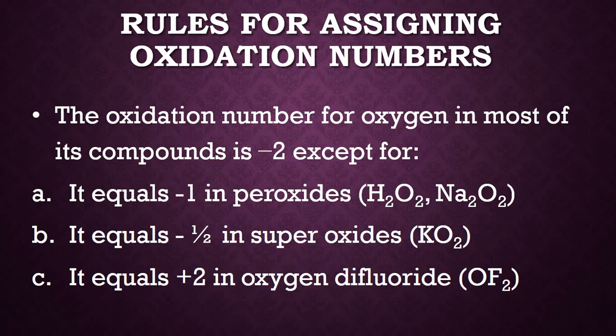The oxidation number for oxygen in most of its compounds is -2, except for 3 types of compounds. In peroxides, the oxidation number of oxygen equals -1, while in superoxides, the oxidation number of oxygen equals -1/2, while in oxygen difluoride, the oxidation number of oxygen equals +2. This is because the fluorine atom is the only atom which has higher electronegativity than oxygen, and that's why oxygen acquired a positive charge in oxygen difluoride.